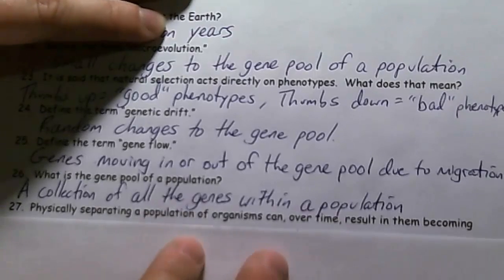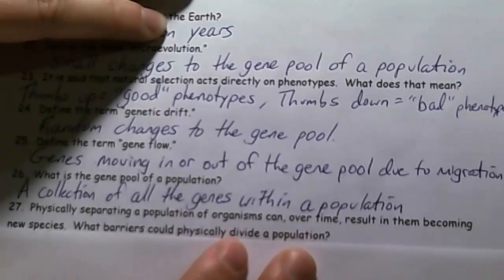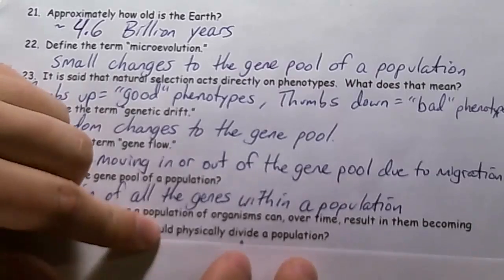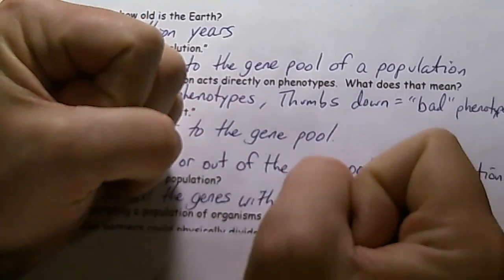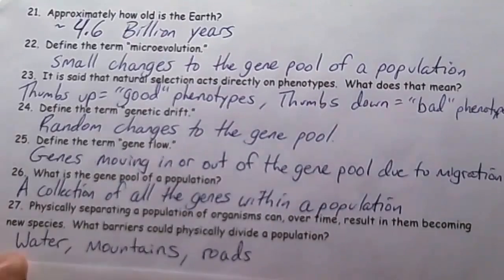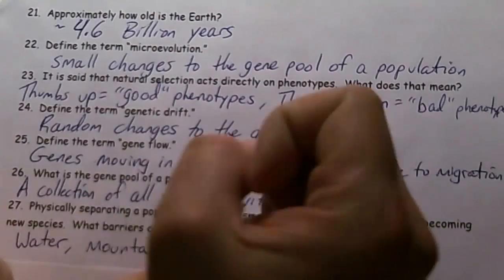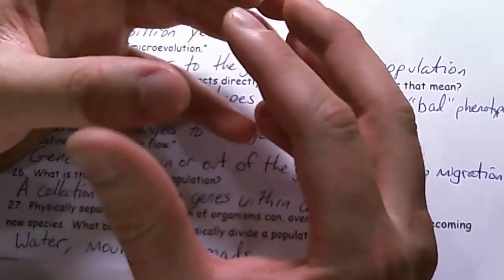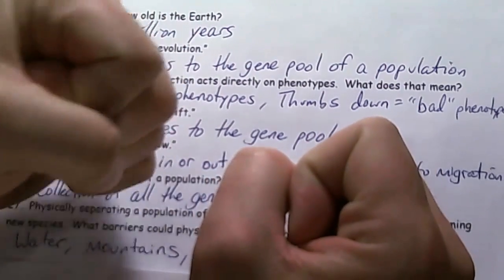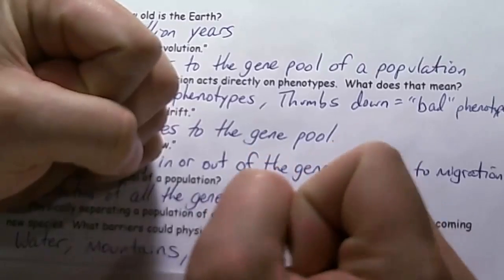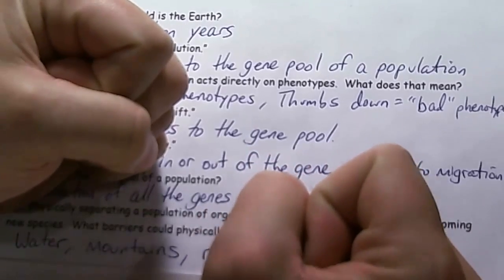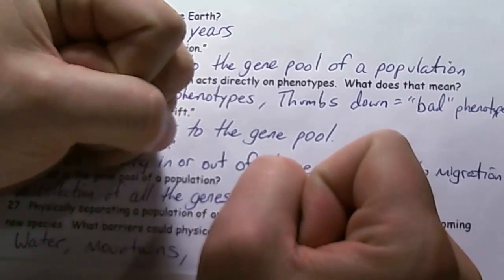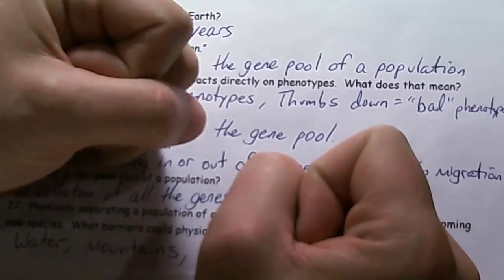If we physically separate a population of organisms over time, that may result in a new species. That happens due to geographic isolation. If two species are isolated by various things, and those can be water, mountains, or roads, and they can never mate back and forth, if they can never exchange genes anymore, well, it just so happened that the environment over here on this side may be different than the environment over here on this side. So eventually there's going to be this selective pressure to favor certain genes over others, and eventually organisms might start to look very different over time.